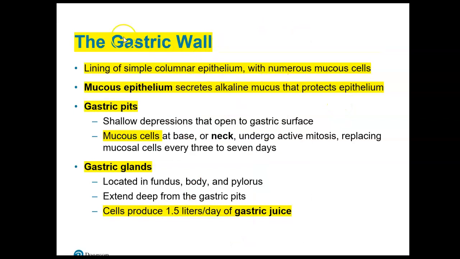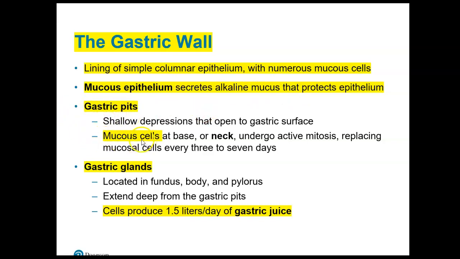All right, the gastric wall, the wall of the stomach, is lined with simple columnar epithelial tissue and mucus cells that secrete an alkaline mucus. And alkaline means basic. So this mucus protects the stomach lining from the chemicals that the stomach secretes. The acid and the enzymes secreted by the stomach would actually digest the stomach tissue itself without this protection.